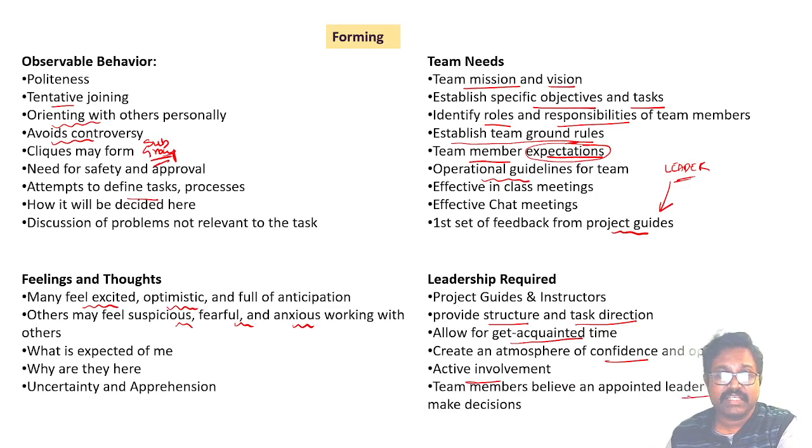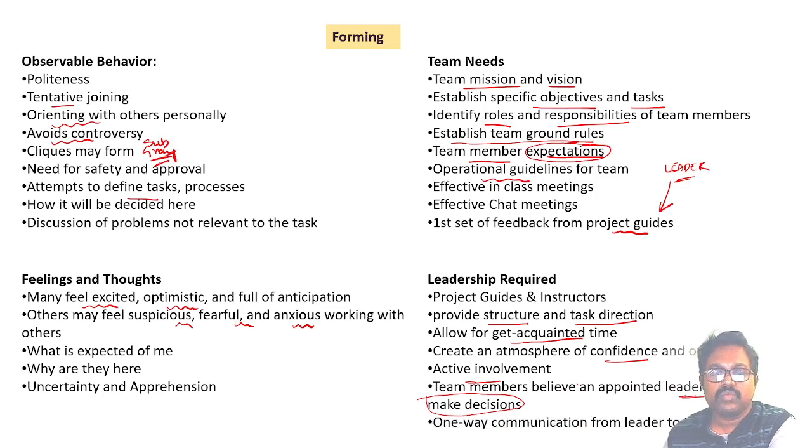appointment of a leader will be necessary to make a decision. So one of the team members has to take up the role of leader, otherwise the team will not progress into the next stage. So these are the observable behaviors, feelings, thoughts, and what the team requires, the leadership skills that are required, and what the purpose of choosing a leader is when they form a group. So once they form, there will be communication from the leader to the team members.